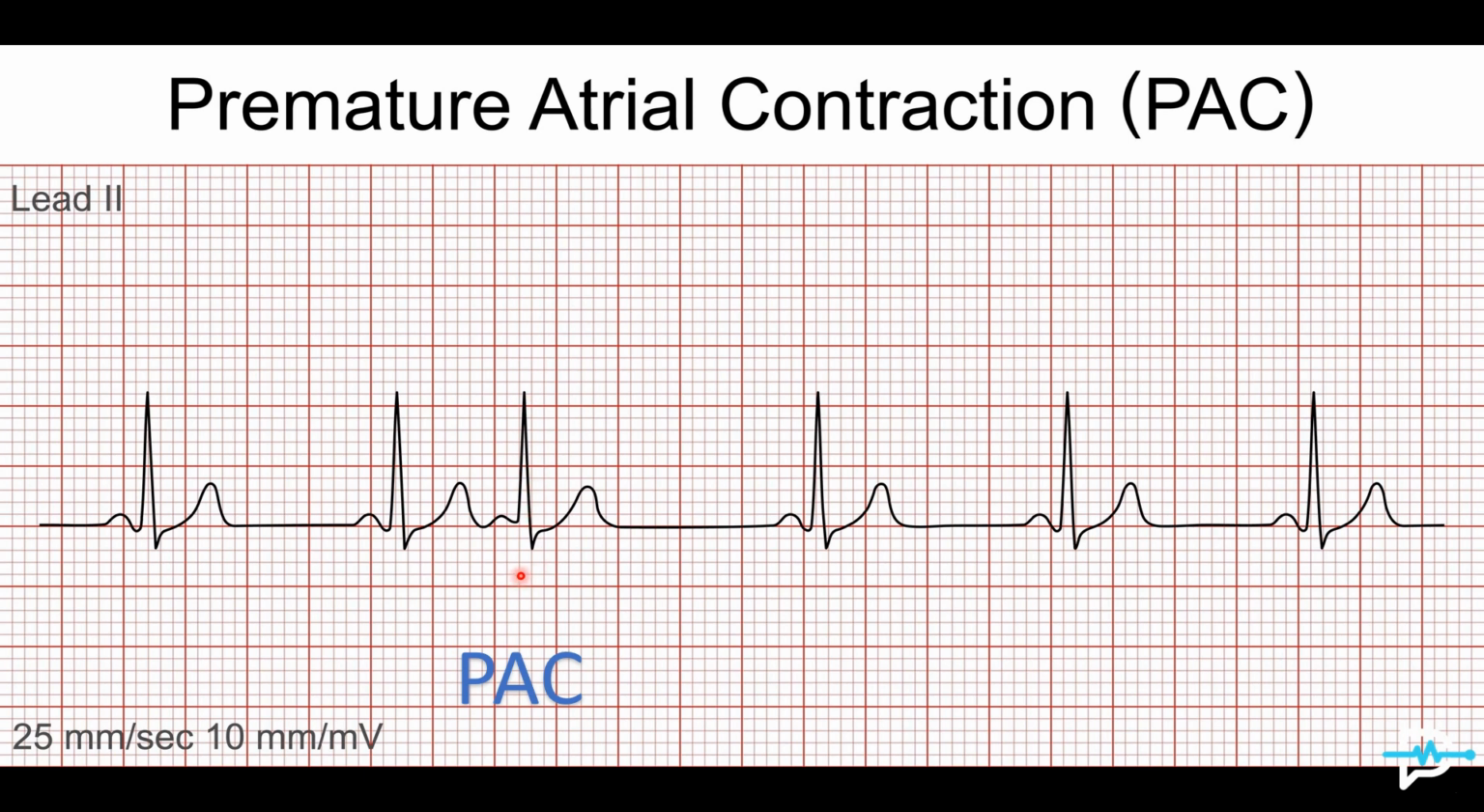So you have a normal narrow QRS complex and a normal T wave because it's going down the normal electrical pathway. That's why it's not wide and bizarre. It's because it starts in a different place than the SA node, so a different looking P wave, but it travels down the normal electrical pathway.